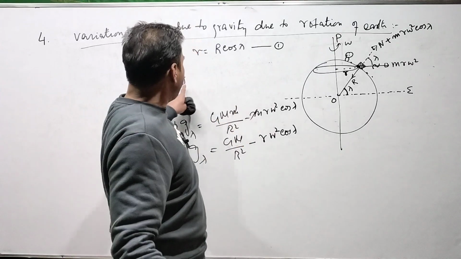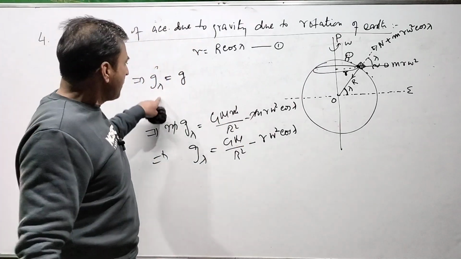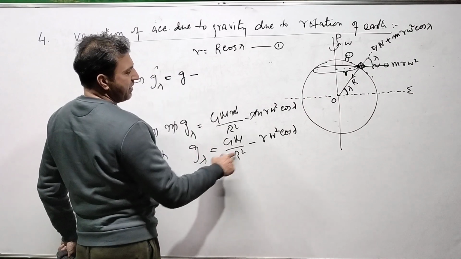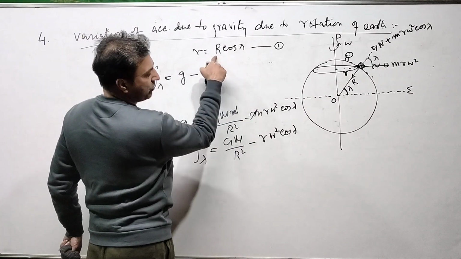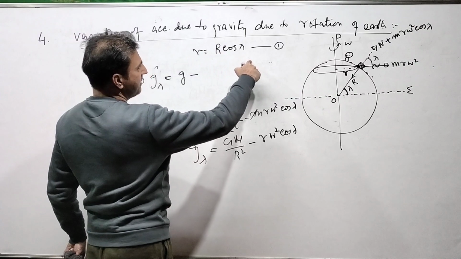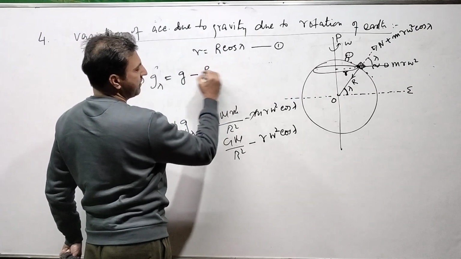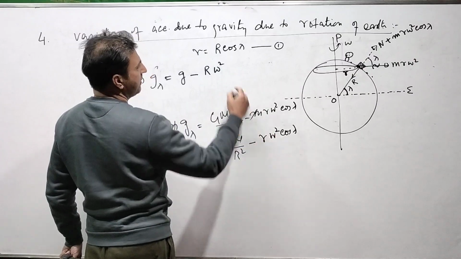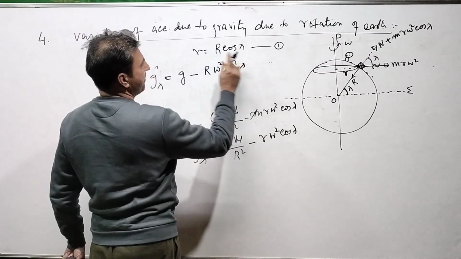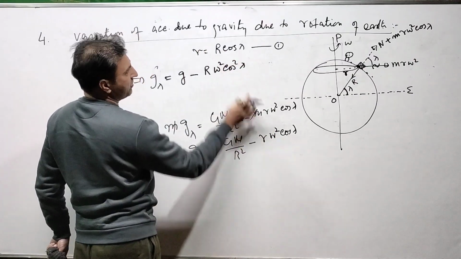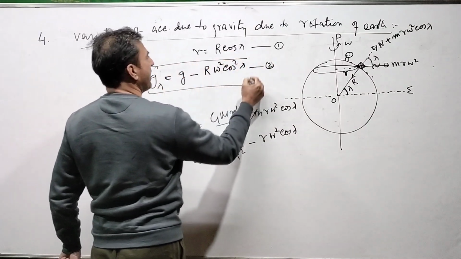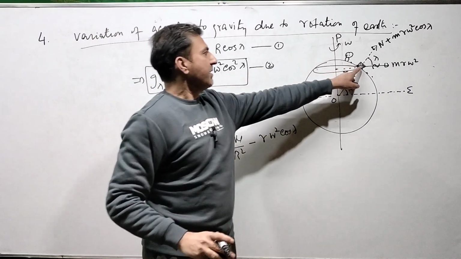Without rotation, this would have been the acceleration due to gravity. But with rotation, it is g minus, substitute r cos lambda, that is r omega square cos square lambda, because we substitute r is equal to r cos lambda. Equation number two. This is the effective acceleration due to gravity here.